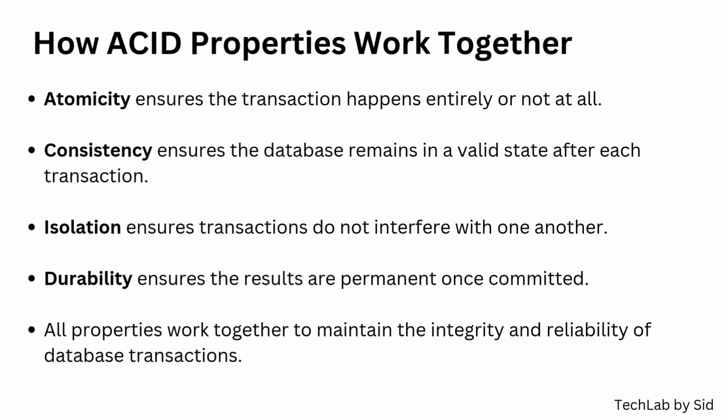Isolation makes sure that multiple transactions can occur concurrently without interfering with each other. Finally, durability ensures that once a transaction is committed, the changes are permanent and survive any system failures. Together, these properties form the backbone of a reliable and safe database system.